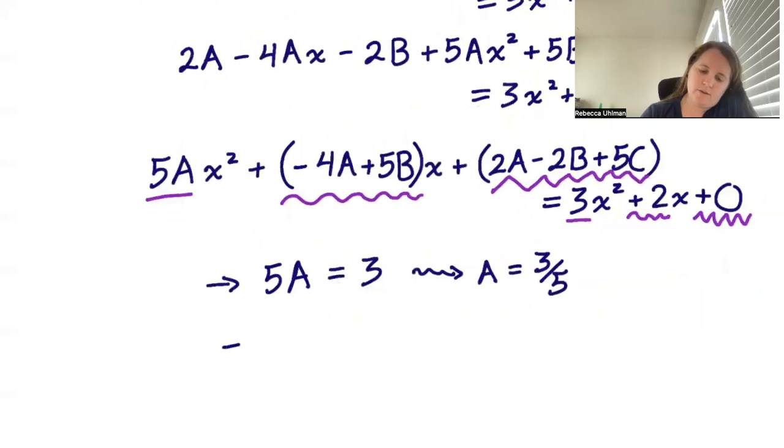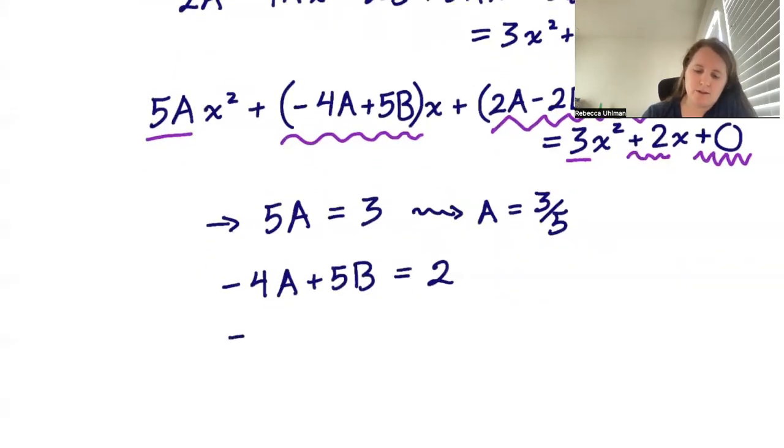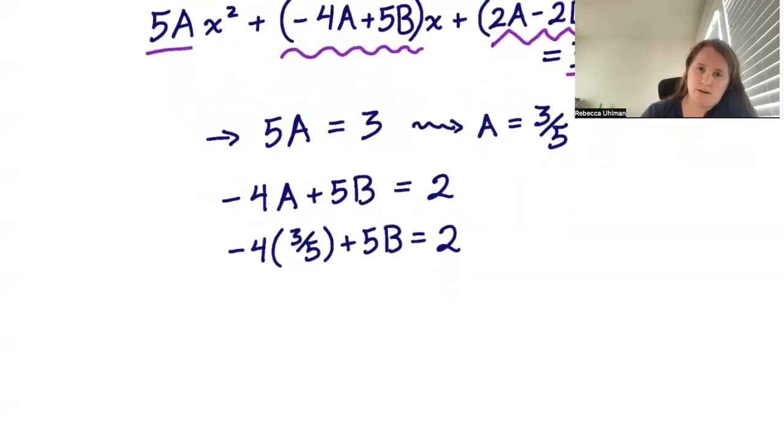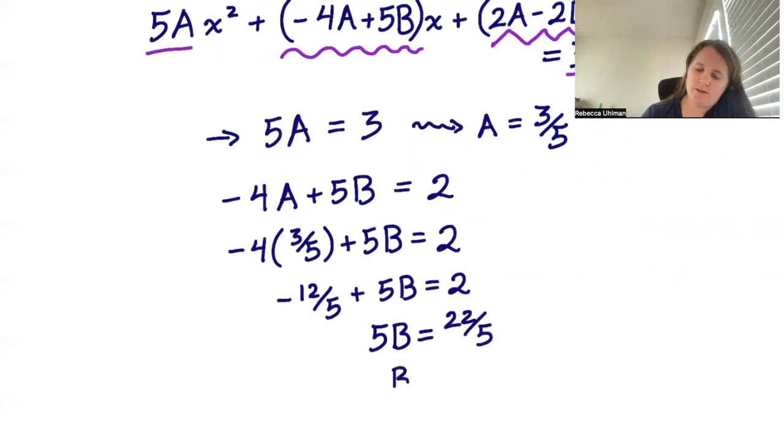We have negative 4a plus 5b is equal to 2. Plugging in our 3/5, this becomes negative 4 times 3/5 plus 5b equals 2, or negative 12/5 plus 5b equals 2. This becomes 5b is equal to 22/5, or b is equal to 22/25.